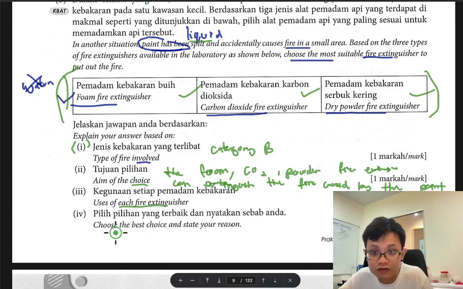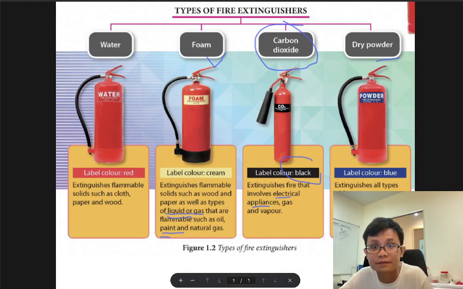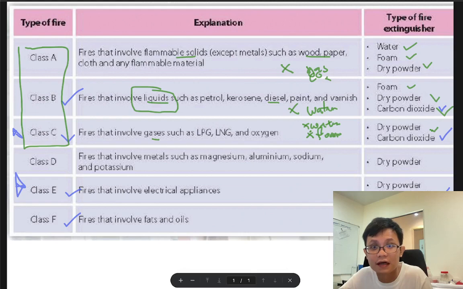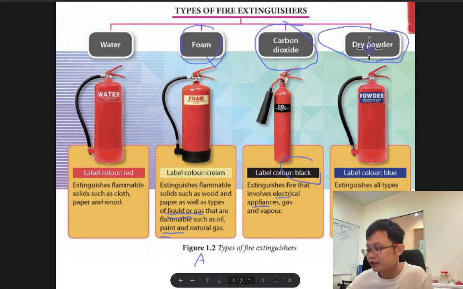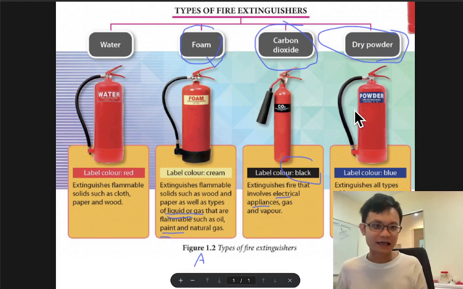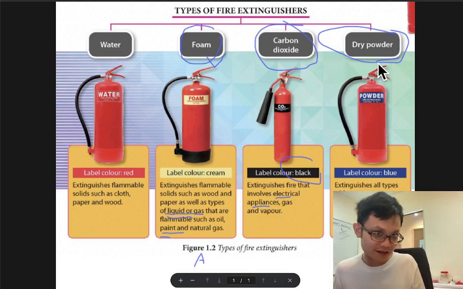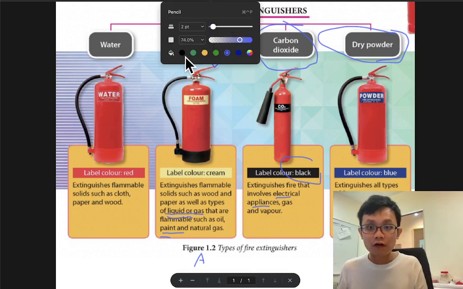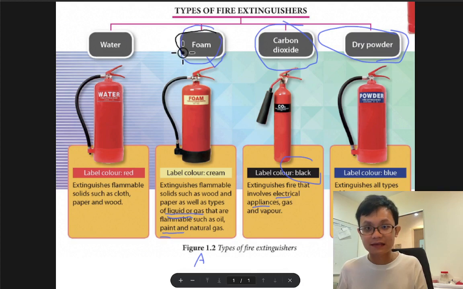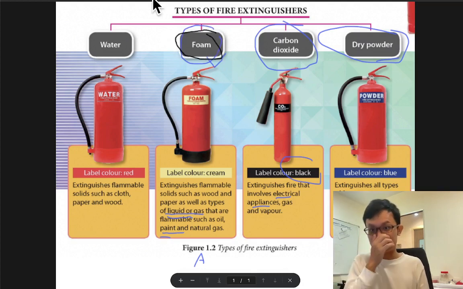Okay, choose the best choice, 2 marks. So of course we have 3. Which is the best among the 3? Got A, got the foam, carbon dioxide, and dry powder. Which one is the best? So the answer actually is not dry powder. If your answer is dry powder, the answer is actually foam is the best answer. Okay, foam is the best.